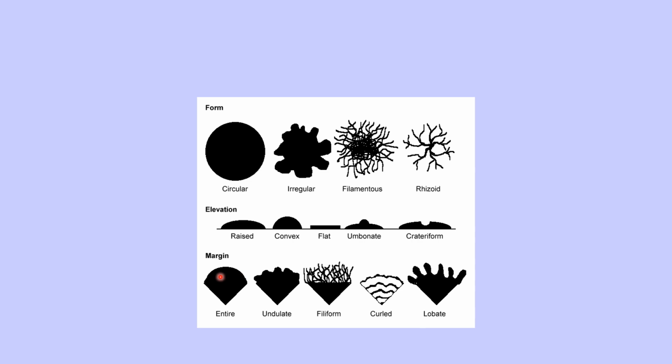The margins, you're looking at the edge of the colony. Is it nice and smooth where we call it entire, or is it stringy where it's filiform? What does that look like?